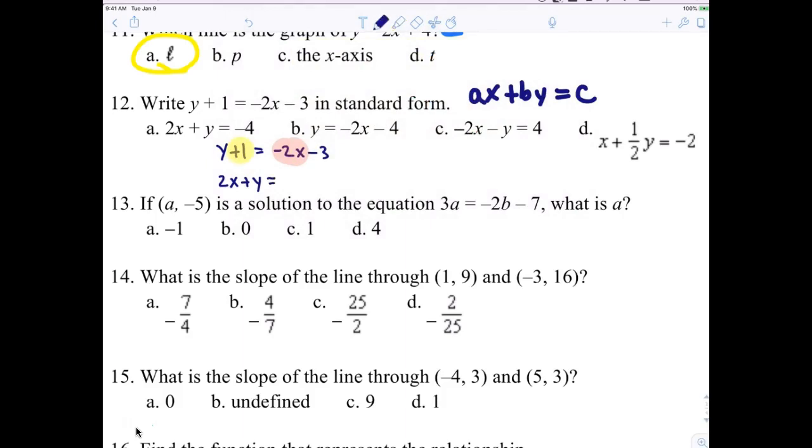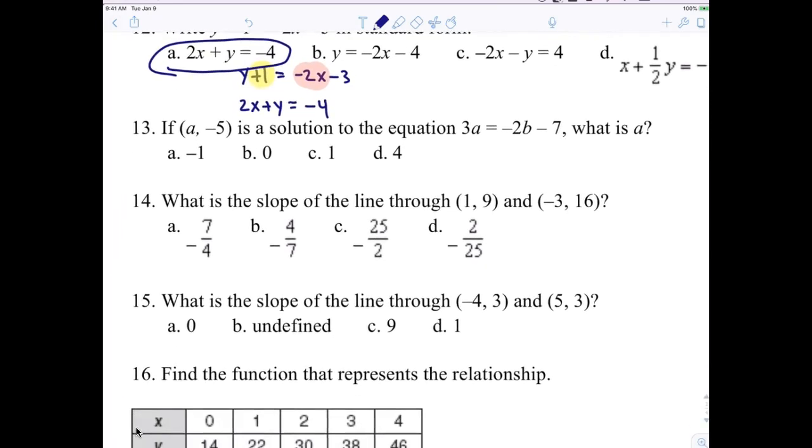-1, but there's already a -3 over there, so that means the total is what? -4. So the correct answer here had to be what? Had to be A. All right, like I said, guys, a lot of information.